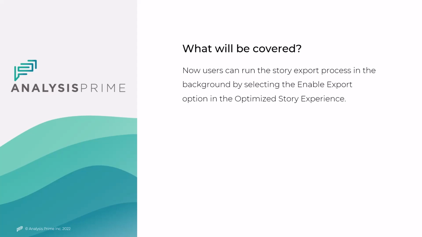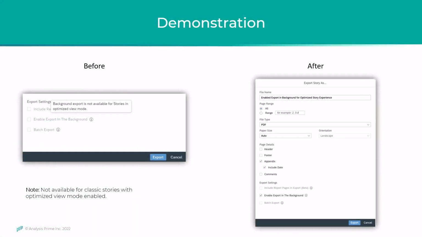That way, users can use the dashboard, and at the same time, the system is generating the export of the story in the background. I added these two images to show you how this option was grayed out before, and also there was a message that said that it was not available.